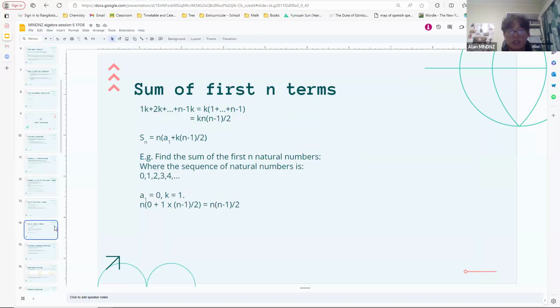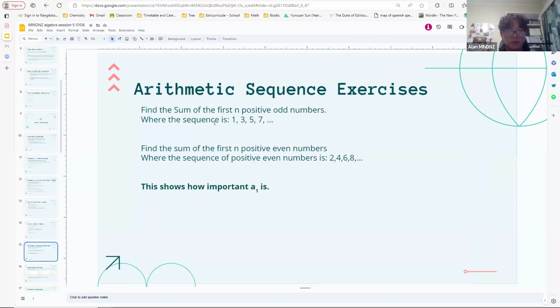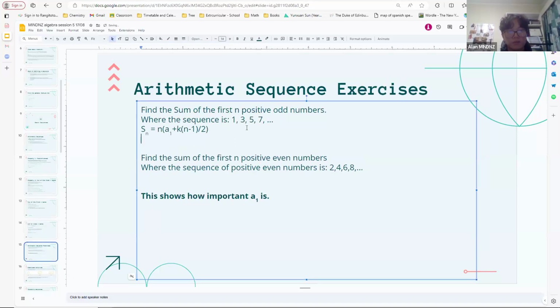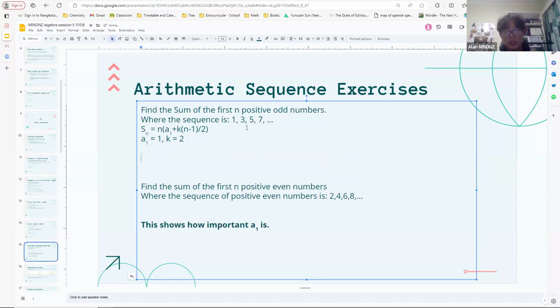But over here, we can just plug it into the formula. So what's a1? a1 is just 1, and the common difference is 2, right? Thus, we have n times 1 plus 2 times n minus 1, divided by 2. That's our sum.